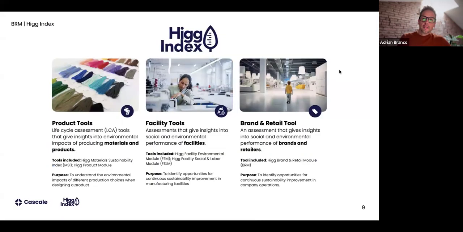Next slide. The Higg Index is comprised of a core suite of 5 tools that delivers a common approach for measuring and evaluating the social and environmental impacts of value chains and products. These 5 tools are grouped across 3 categories: Higg product tools, Higg facility tools, and Higg brand and retail tools. The tools will continue to evolve as the science improves and our understanding of the industry challenges deepens, allowing us to support our members and the industry now and for the years to come. Next slide, please.